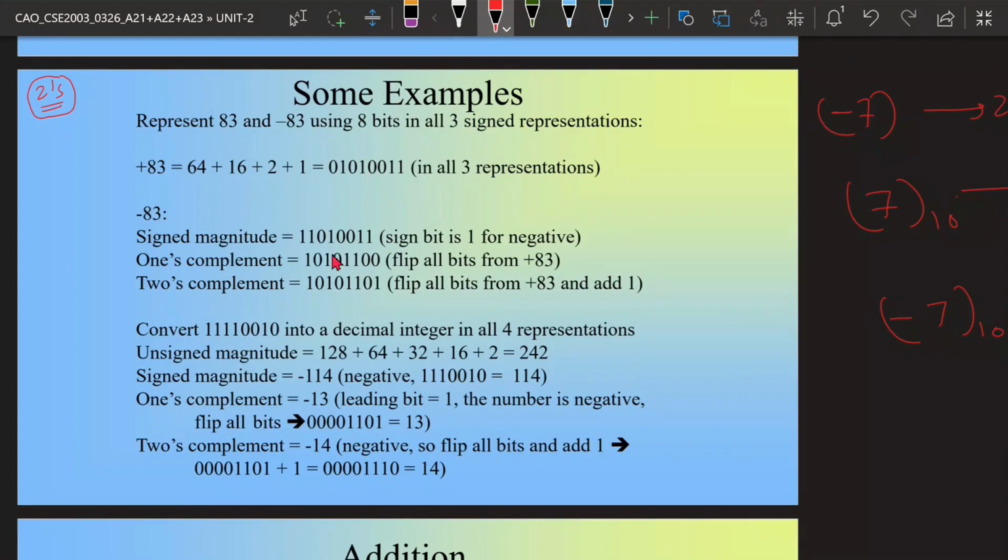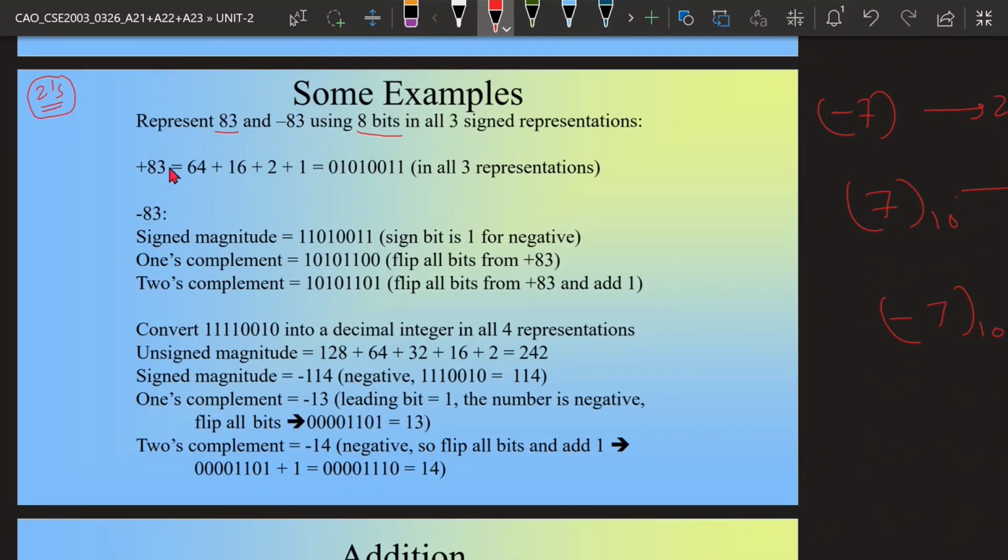So we will see different types of arithmetic operations and what different algorithms we will be using to perform those operations. In terms of representation, we will just recall, suppose we have 83. If we want to represent 83 and minus 83 in 8-bit representations, then we will just see.